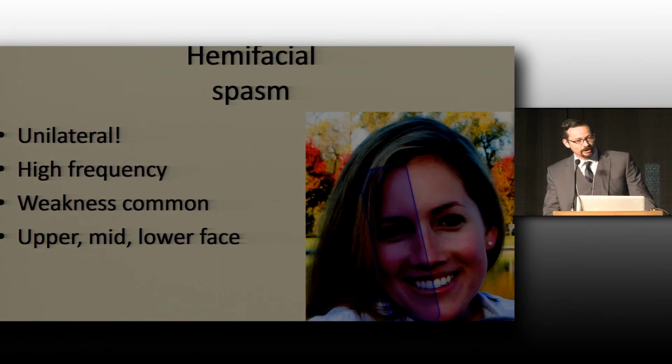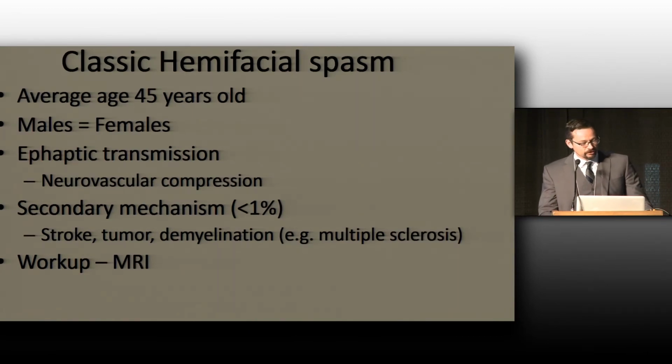So this is unilateral, high frequency. Associated weakness of the face is relatively common, and it involves the upper, the mid, and the lower face. Distinguishing it from typical blepharospasm, which involves essentially the orbicularis and the eyelids. Obviously, it can involve other parts of the face, but this is unilateral, entire face. So it has a younger age of onset in general than blepharospasm. There is not a female predominance in this disorder, and it's thought to be caused in most cases by neurovascular compression.